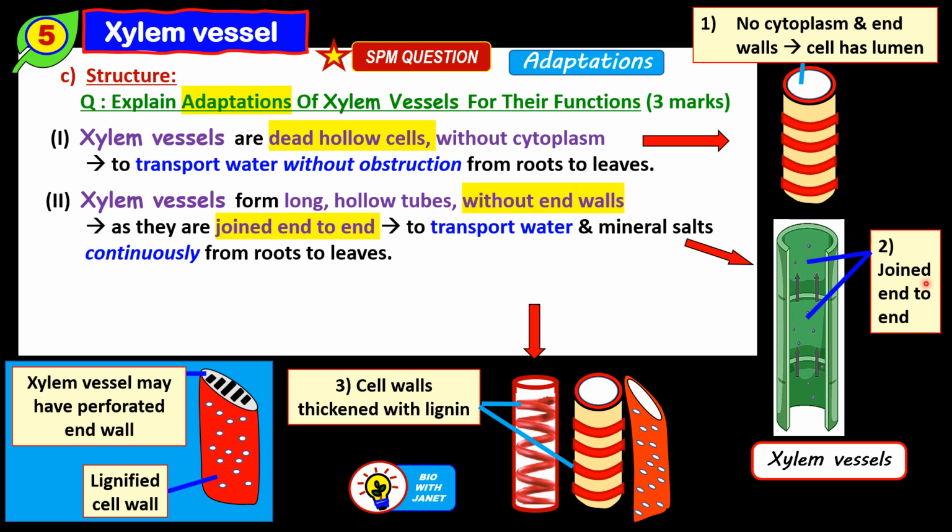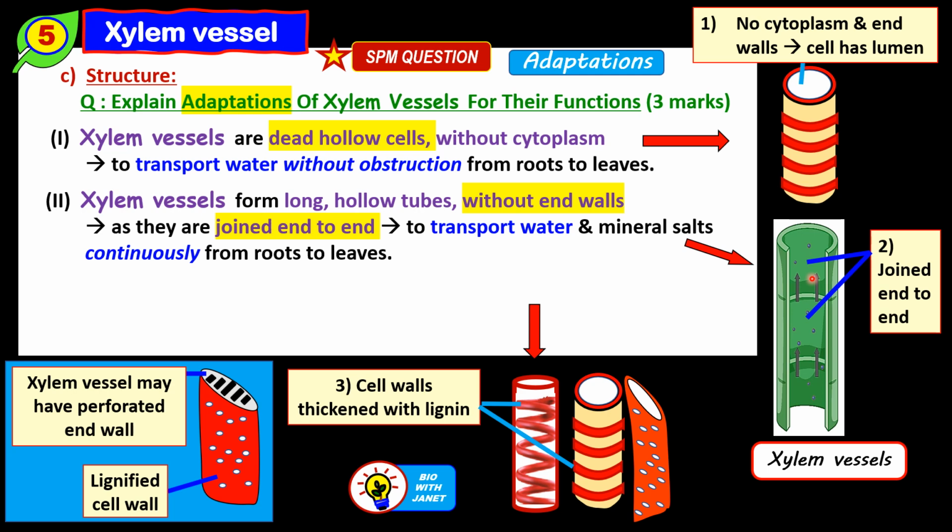Now next, xylem vessels join together to form long hollow tubes without end walls. They don't have end walls. So we can see here that there's nothing to cover the top or the bottom of each xylem vessel because the end wall has disappeared, right? So then they can be joined end to end to form long hollow tubes, which are very long, extending from the roots to the leaves.